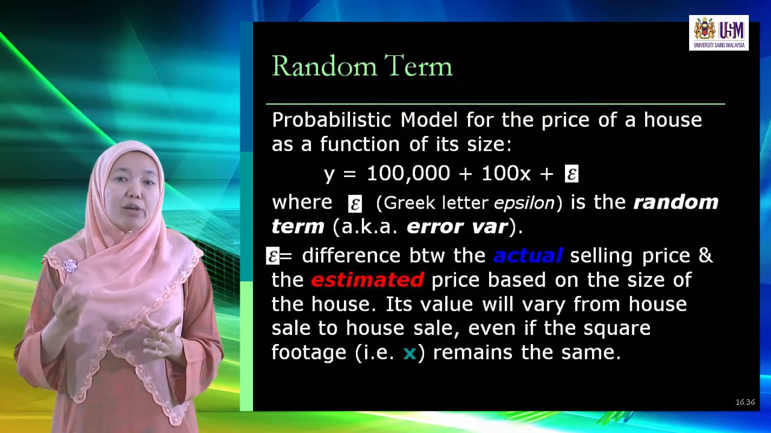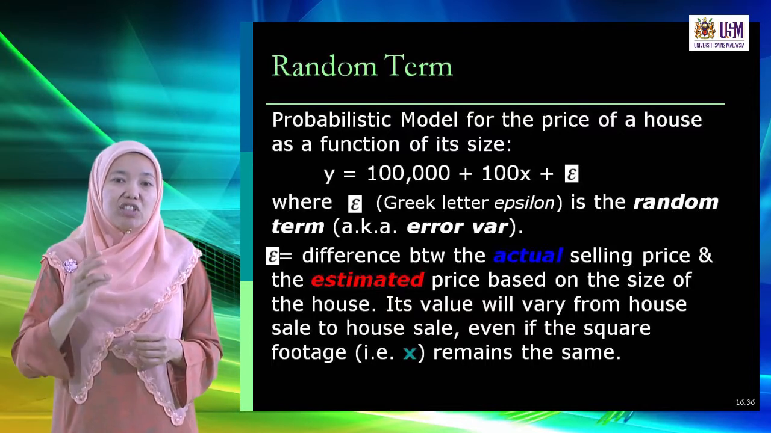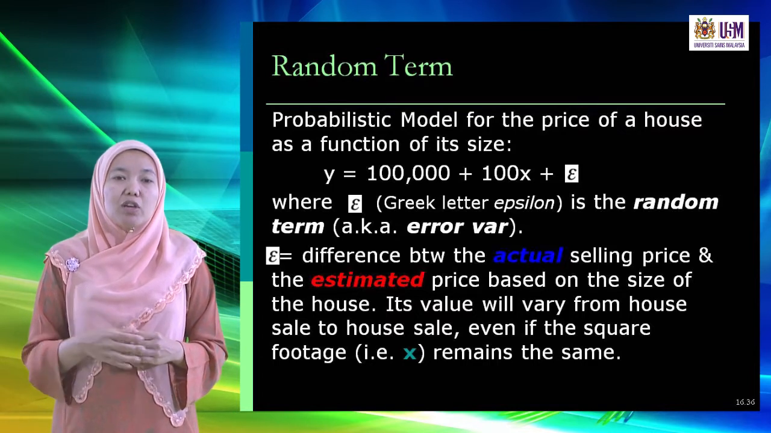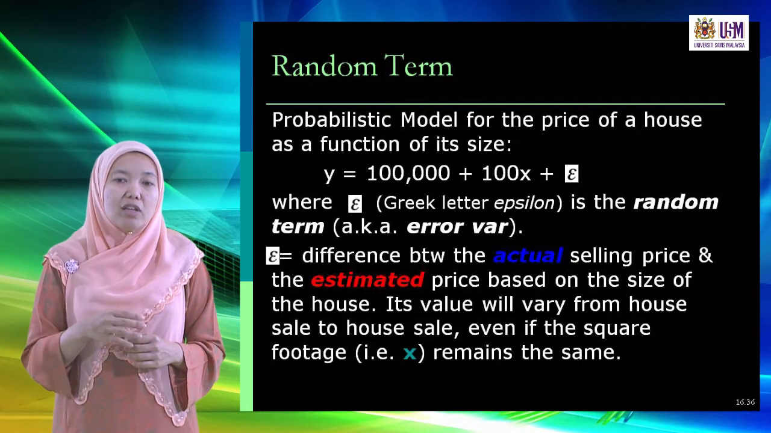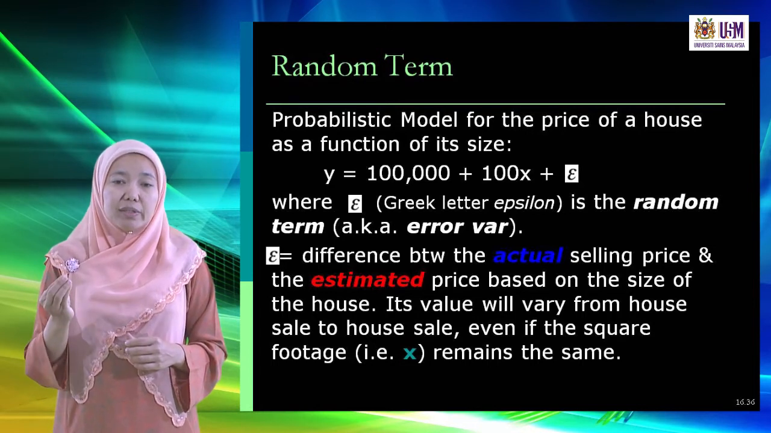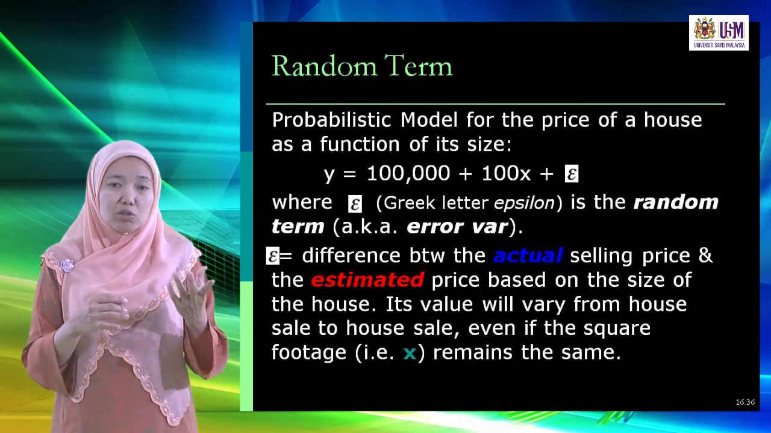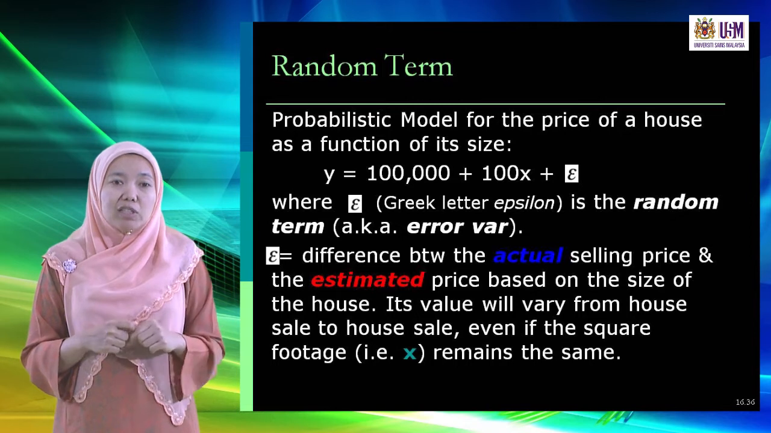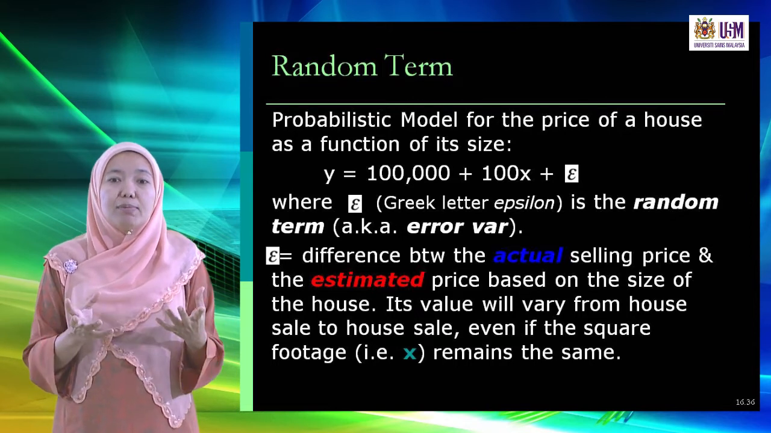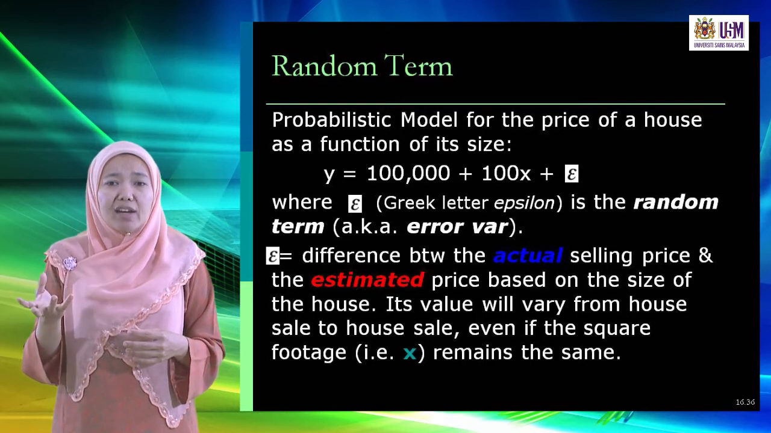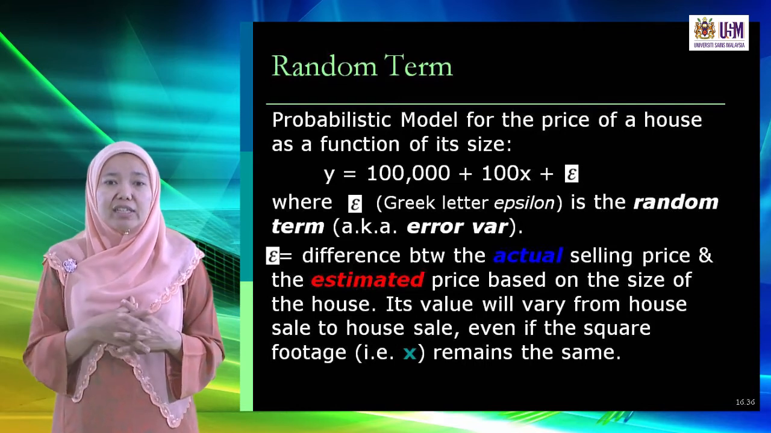So in this case, the price of a house is a function of its size, still the same, but now you have an error term, the Greek letter epsilon, which represents the random term or the error variable. There are other things that are not included in the equation. So the epsilon, or the error term, is the difference between the actual selling price and the estimated price, which is based on the size of the house.